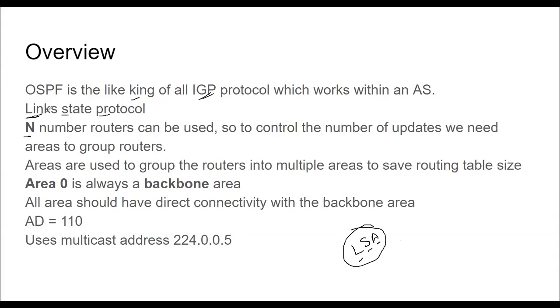But RIP and EIGRP had some limitations. Because you're going to use a lot of routers, there is a lot of chance that router CPU and memory will go to a very high peak. That's why we use the area concept. Areas are used to group the routers into multiple areas, just to save the routing table size.